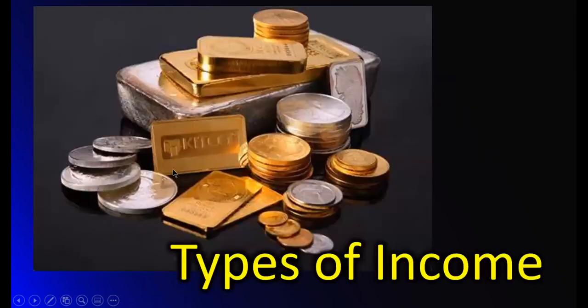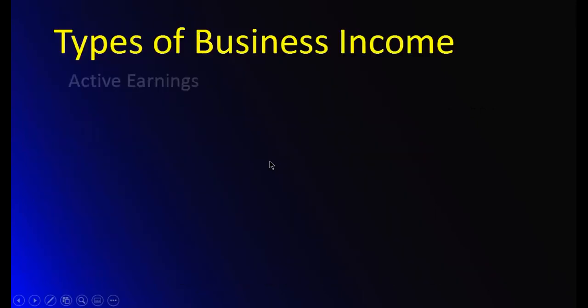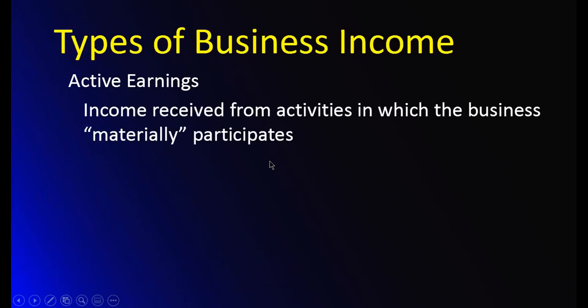All right. Types of income. Guys, what type of income can you think of? There's really only two types of income: active and passive. Active earnings is income received from activities in which the business materially participates.